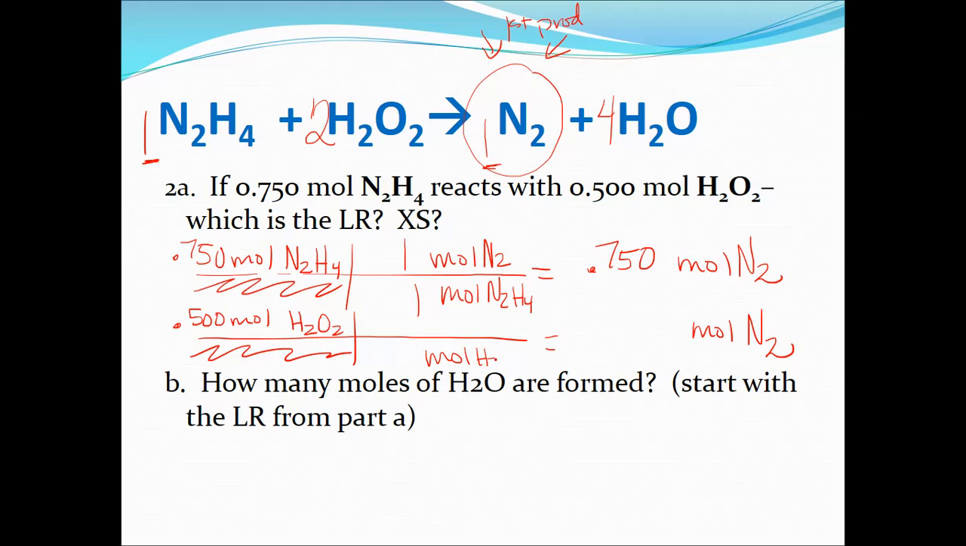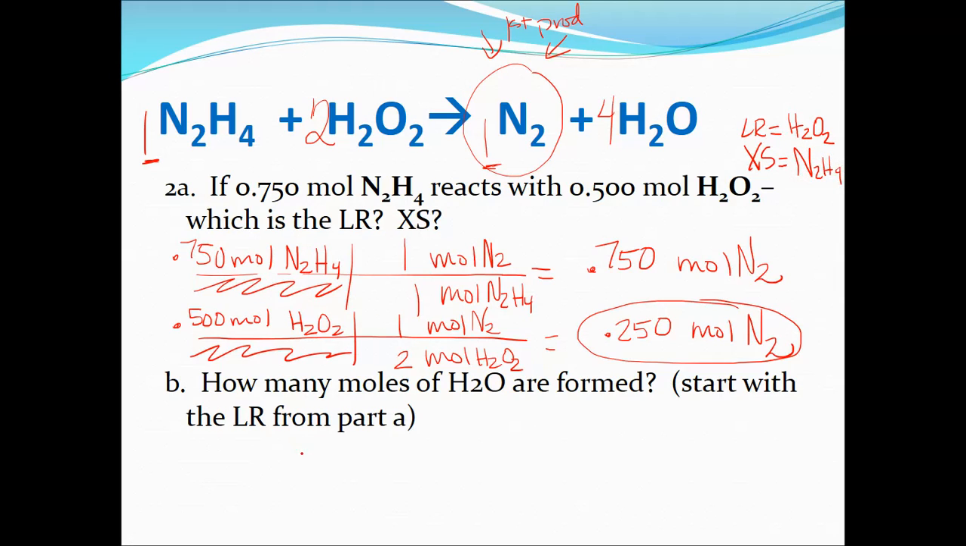Let's do the same thing with the H2O2, which is hydrogen peroxide. Put moles of H2O2 on the bottom and moles of nitrogen on top. Looking up at our balanced equation, the nitrogen has a 1, so 1 mole of nitrogen, and for the H2O2, we have a 2. So we have 0.5 divided by 2, and that's going to give me 0.250 moles of nitrogen. Whichever one makes the least is our limiting reactant. So the limiting reactant is the H2O2, and the excess reactant is the N2H4, the other reactant.